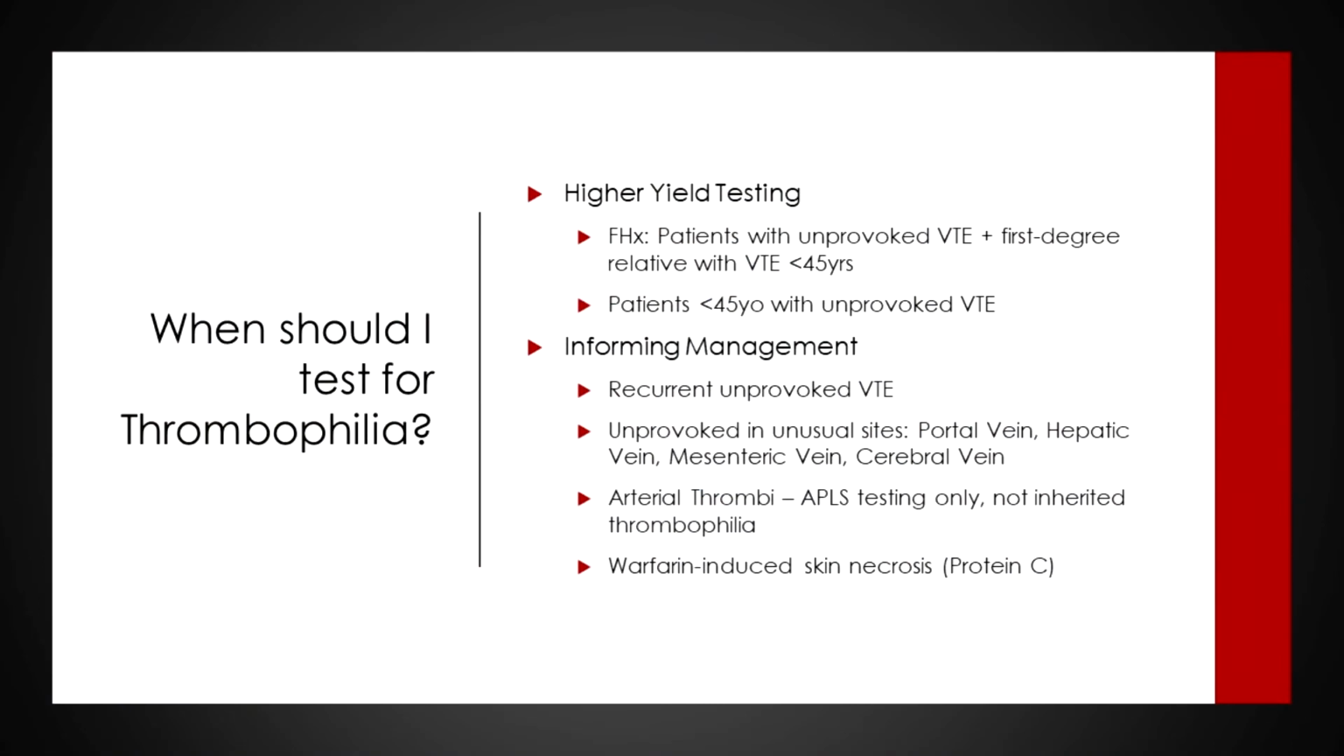Likewise, unprovoked VTE in unusual sites like the portal vein, hepatic vein, mesenteric vein, cerebral vein, those are ones that you might do the testing as well. If you're doing arterial thrombi, I talked about the idea that factor V Leiden, prothrombin gene, protein C and S deficiency are extremely rarely associated with arterial thrombi, but antithrombin deficiency and antiphospholipid syndrome are both potential causes of arterial thrombi. So those are ones that we would test where we've got an arterial thrombi that's not related to atrial fibrillation.